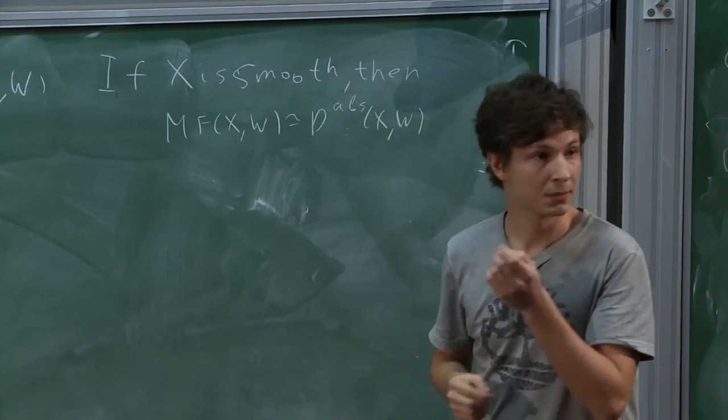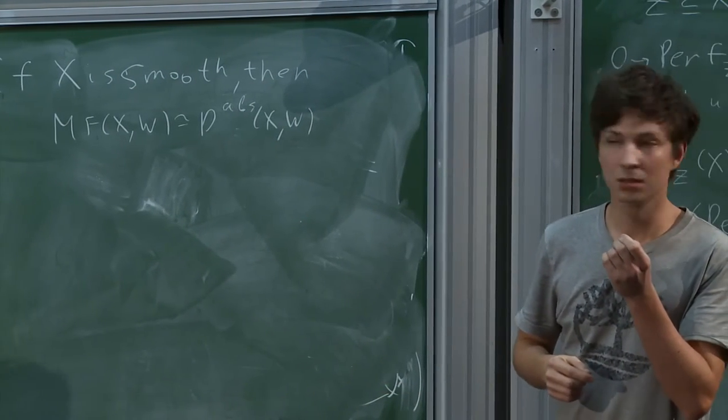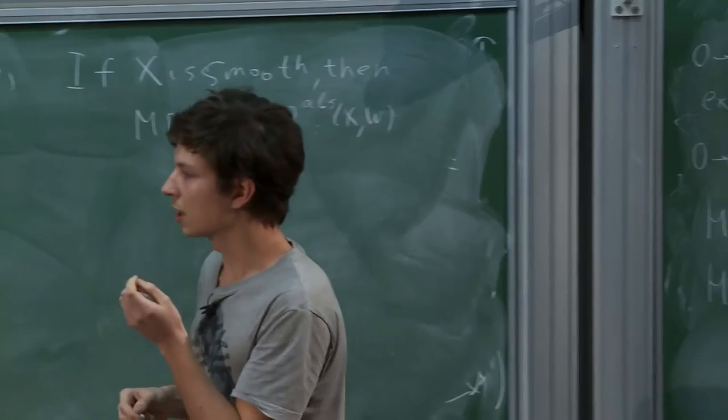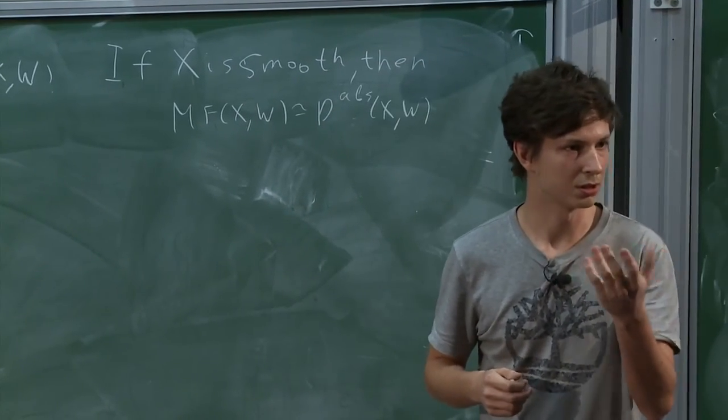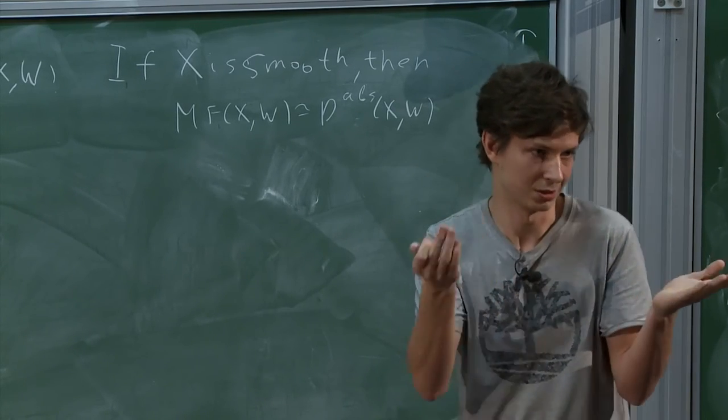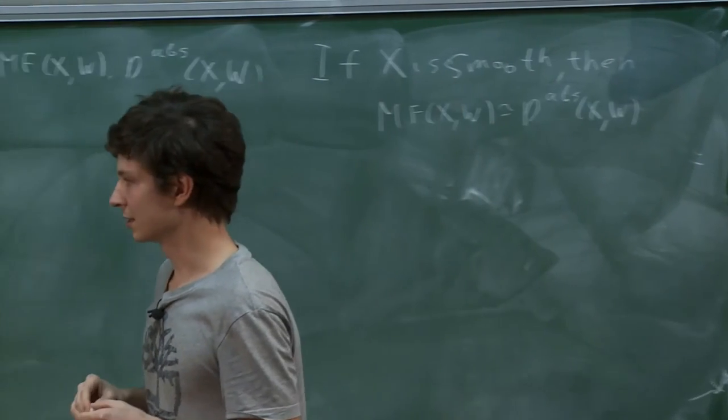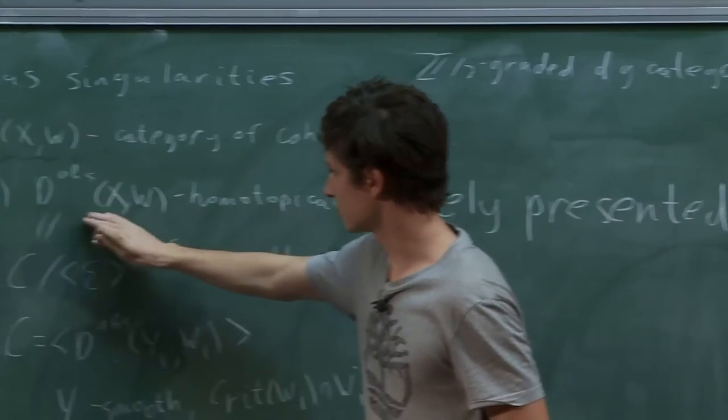So how are the morphisms defined in D absolute of X, W? Again, you take the homotopy category defined in the same way, and then you take the quotients. So it's general. So it turns out that this category is always nice.